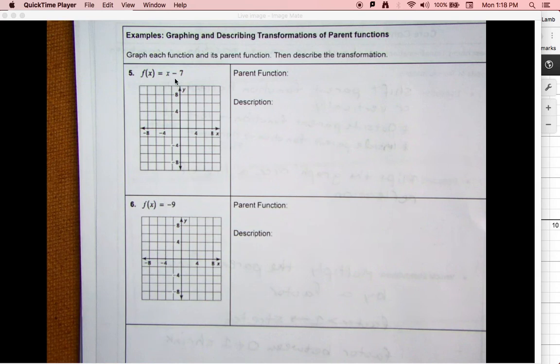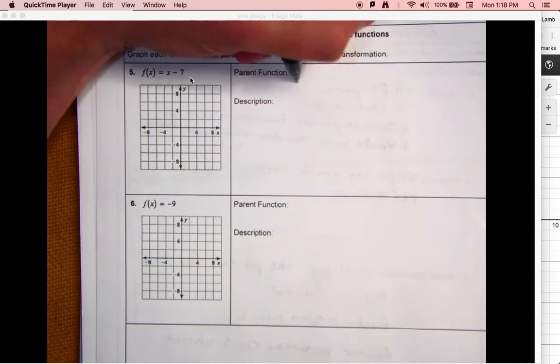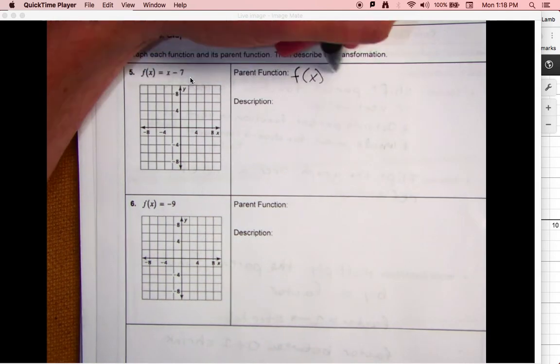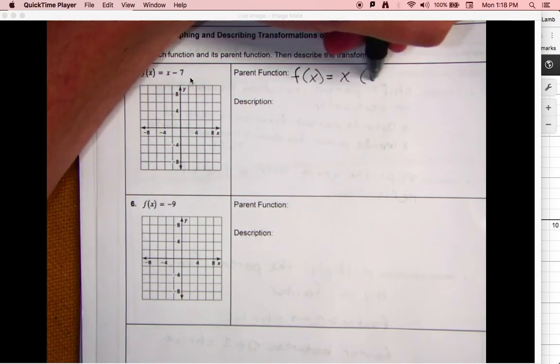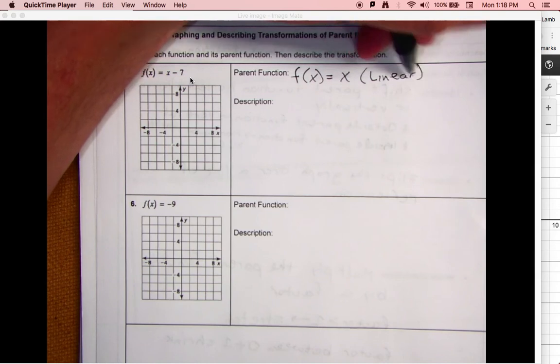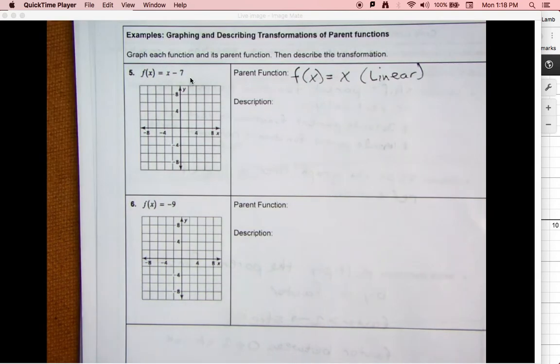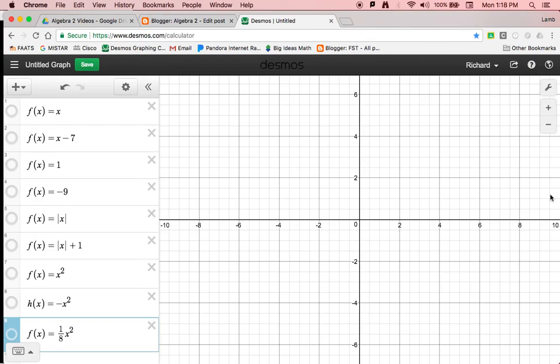So if I look at this first graph here, f of x equals x minus 7, hopefully you'll be able to identify that the parent function is f of x equals x, which we know is the linear function. So let's look at what happens between the two. Here's my f of x equals x, 45-degree angle through everything: 1, 1, 2, 2, 3, 3. And here's x minus 7.